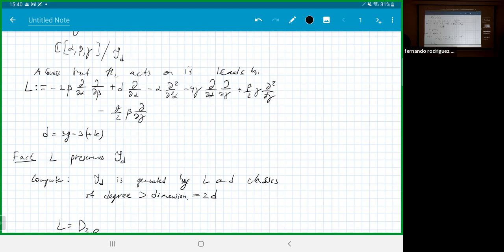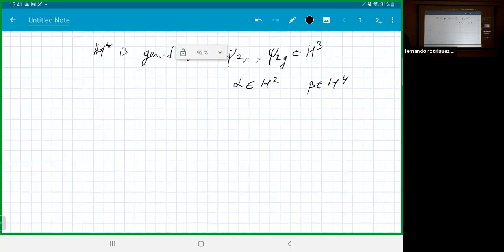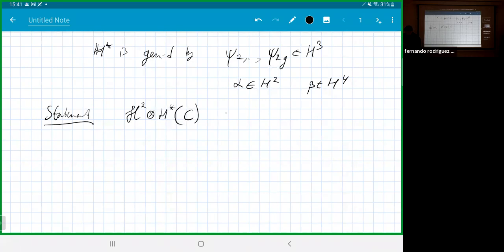So how does the rest of H2 act? And this is only D20. Right. What's D73? It's an explicit action. So what we do have is the following statement: if you take H2 and the homology of C, this is now a super algebra.